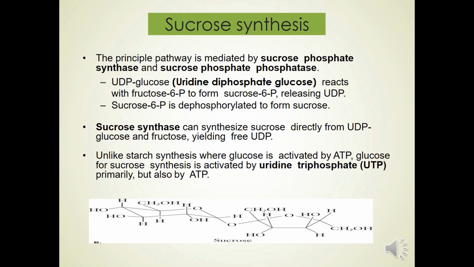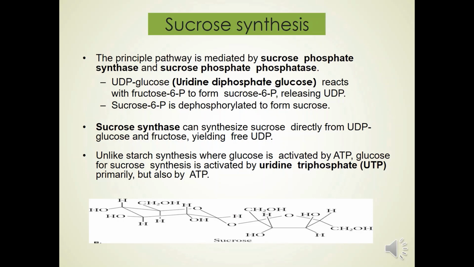In order to synthesize the sucrose from the carbon of G3P and DHAP, you need to know some principal pathway, that mediated by enzymes that we call sucrose phosphate synthetase and sucrose phosphate phosphatase. So UDP glucose, which is uridine diphosphate glucose, reacts with the fructose 6-phosphate to form sucrose 6-phosphate and then releases the UDP. Sucrose 6-phosphate is dephosphorylated to form sucrose.